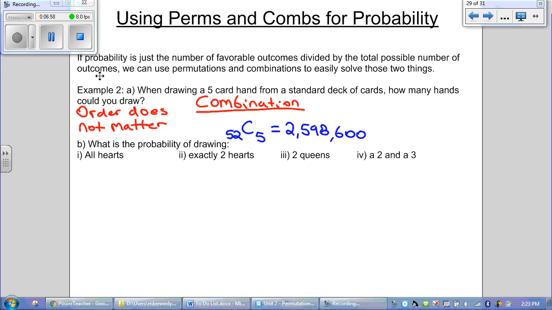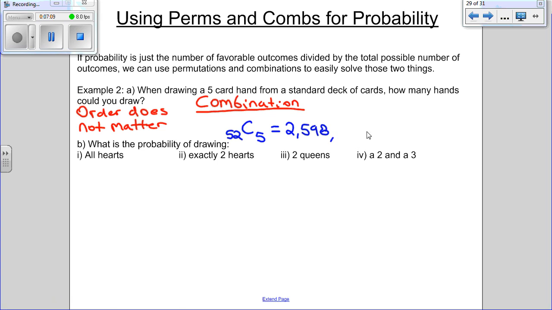2,598,960. That's the total number of hands you could get. That's everything. It's everything from all aces and a king to 5 random cards that don't match up at all. Now question B says, what is the probability of drawing?